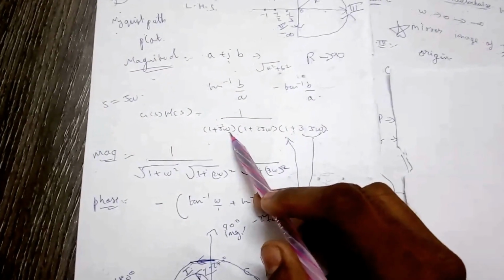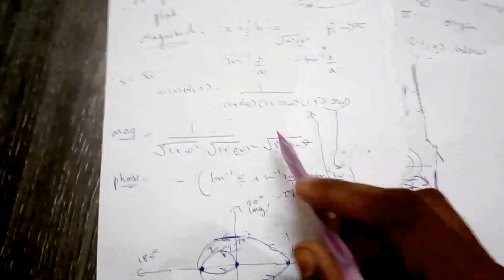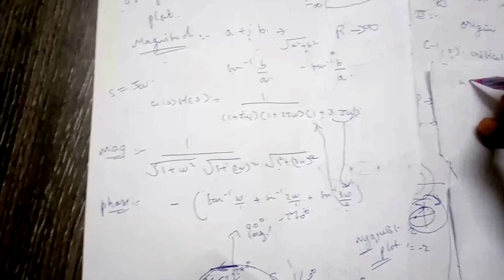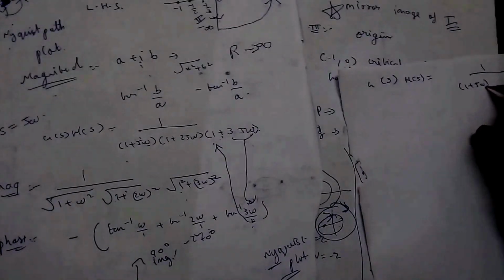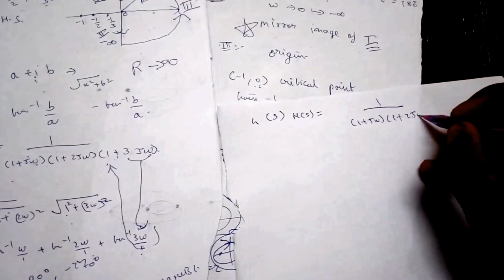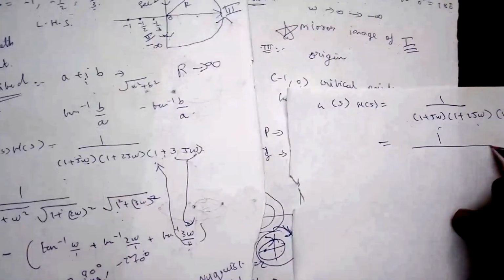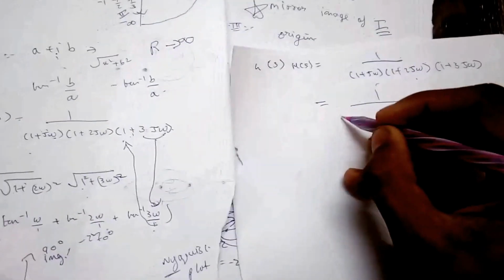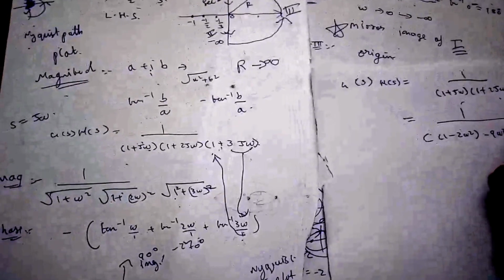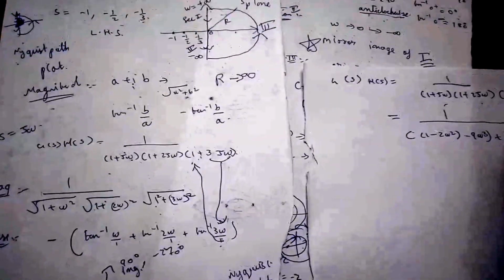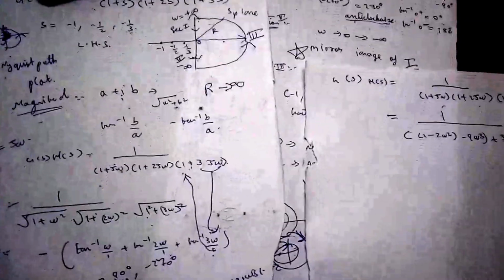From this G(s)H(s) equation, we have substituted s equal to j omega. So G(s)H(s) was obtained to be 1 by (1 plus j omega) into (1 plus 2j omega) into (1 plus 3j omega). Multiplying all the three factors, I have already written it so that it will be time saving. I obtained this as 1 minus 2 omega square minus 9 omega cube plus j into (3 omega square plus 3 omega minus 6 omega cube).